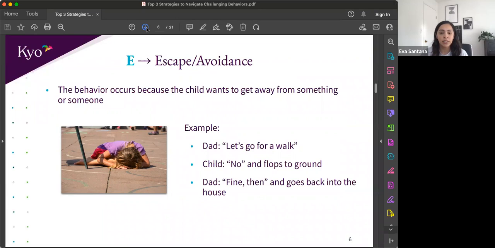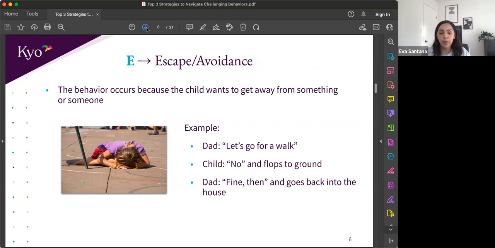So first, going into escape avoidance. This is when a behavior occurs because a child wants to get away from something or someone. So this can be delaying or postponing a demand, a non-preferred task, maybe a non-preferred person, or even a non-preferred setting. Maybe it can be homework, bath time if bath time is not preferred, maybe seeing a specific teacher or a specific adult. Anything that we do to avoid or escape would be escape avoidance.